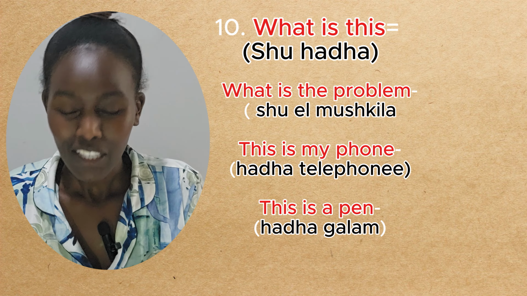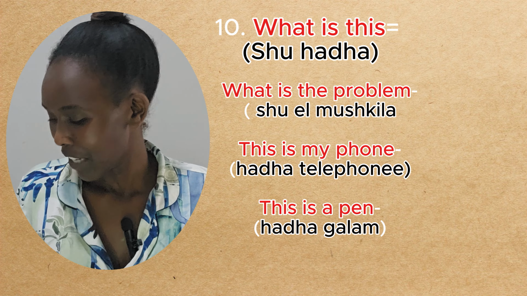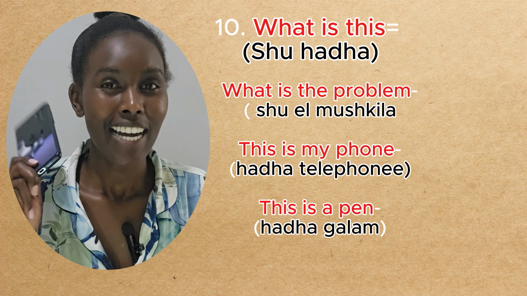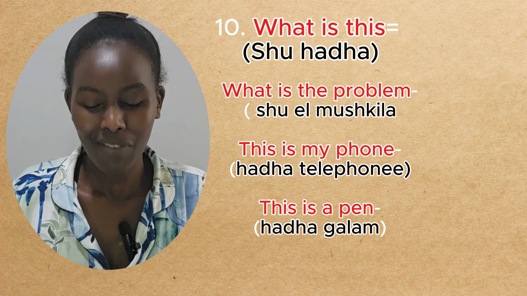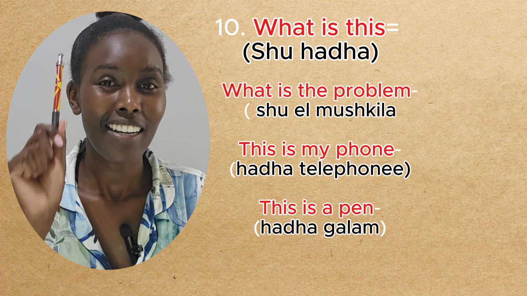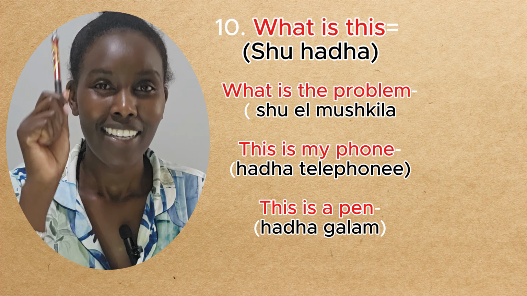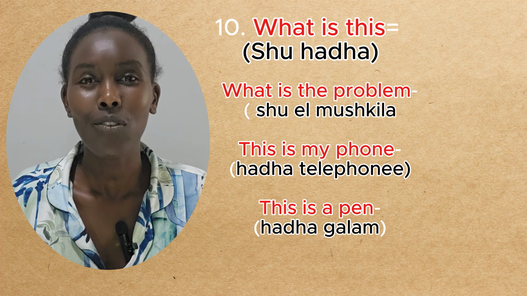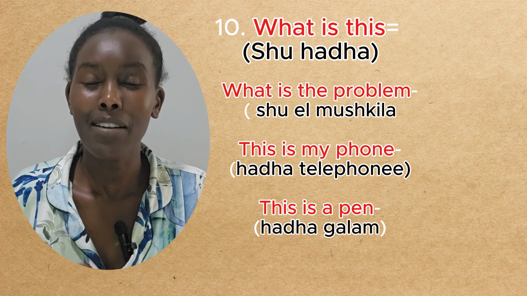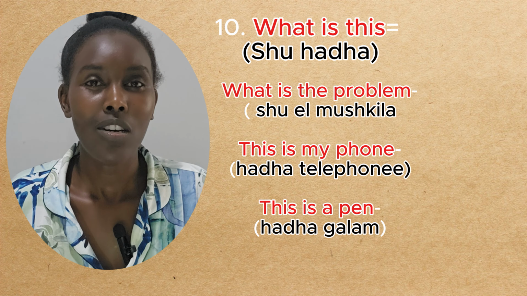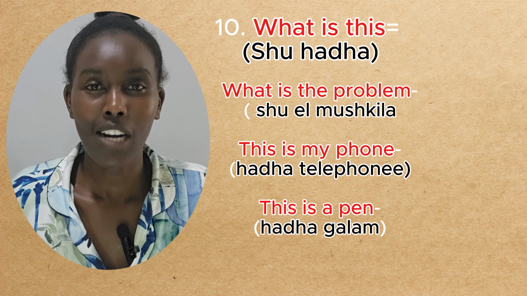Okay, all right. So, shu hada. For example, shu hada, hada telefoni. You are asking a question. Shu hada, hada galam. Those are just a few examples, because once you understand one meaning, you can make sentences using different words, phrases or vocabulary.